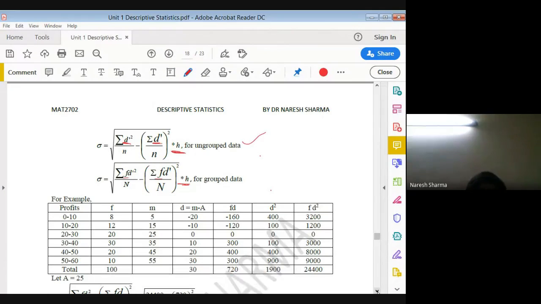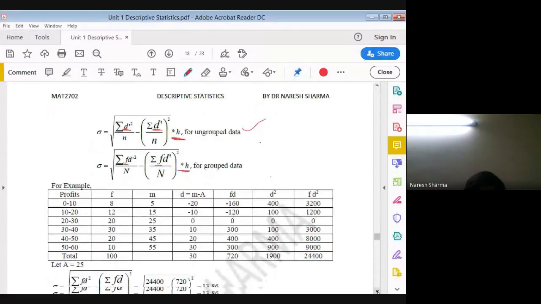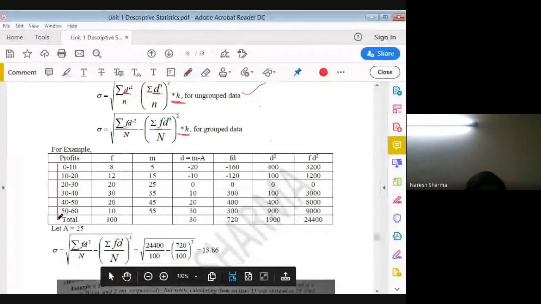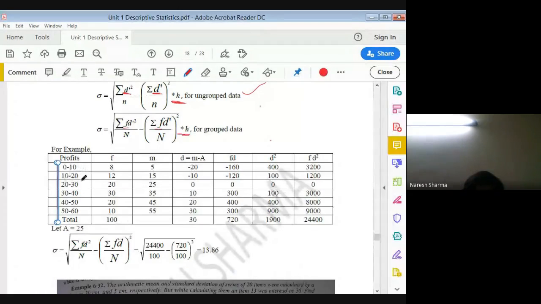Once you see your calculation is a little heavy, big, at that time you can go for your assumed mean method, or you may say shortcut method, and also you can go for your step deviation method. Like in this example, I'm discussing only grouped data. So grouped data means your 0 to 10, 10 to 20, 20 to 30, with the corresponding frequency given. So this statement is given, only this part.